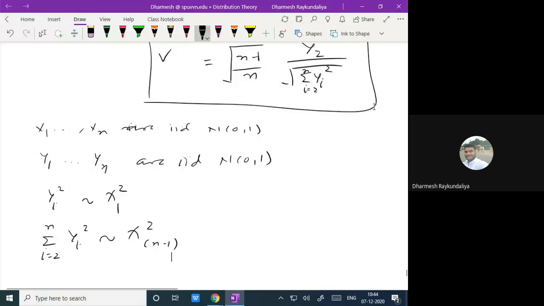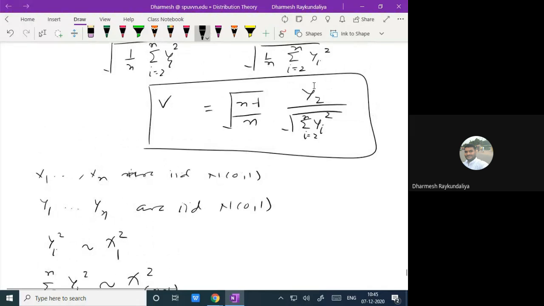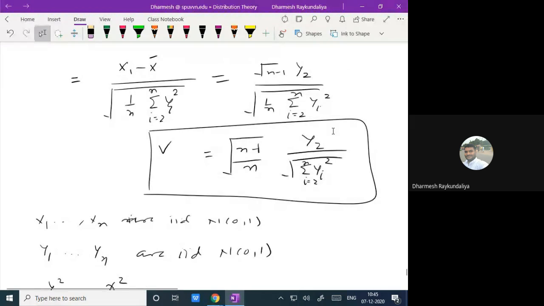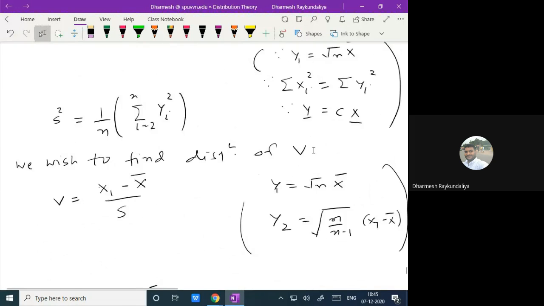So according to that, it is a normal 0, 1 divided by the square root of chi square, and if you divide by the degree of freedom, then what will it be? Then it should be a normal 0, 1, is it?